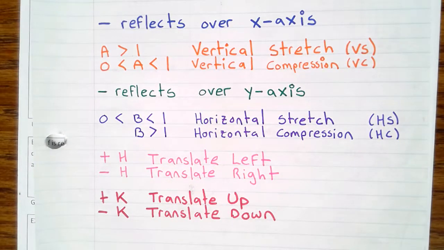When there's a negative in front of the b inside the square root, it reflects over the y-axis. When b is greater than 0 but less than 1, it's a horizontal stretch. When b is greater than 1, it's a horizontal compression. When it's plus h, it translates left. When it's minus h, it translates right. When it's plus k, it translates up. When it's minus k, it translates down.